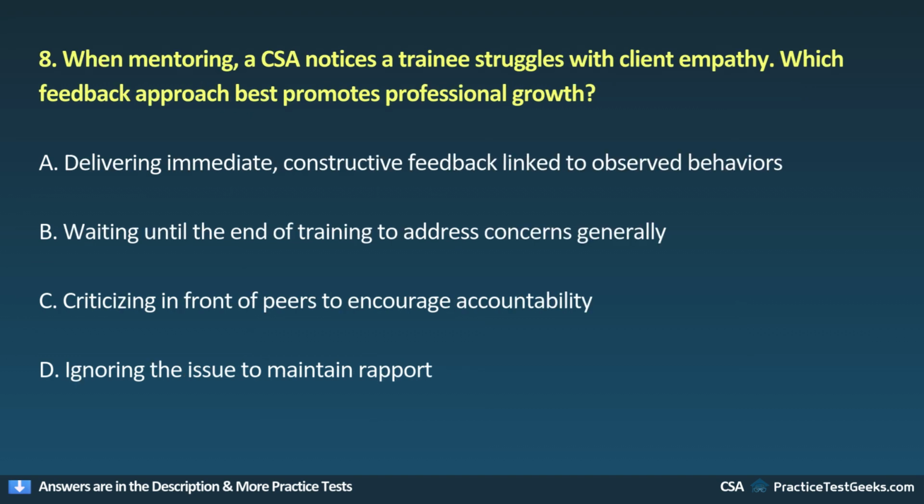8. When mentoring, a CSA notices a trainee struggles with client empathy. Which feedback approach best promotes professional growth? A. Delivering immediate, constructive feedback linked to observed behaviors. B. Waiting until the end of training to address concerns generally. C. Criticizing in front of peers to encourage accountability. D. Ignoring the issue to maintain rapport.